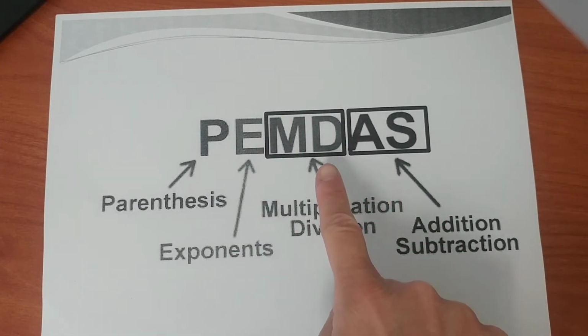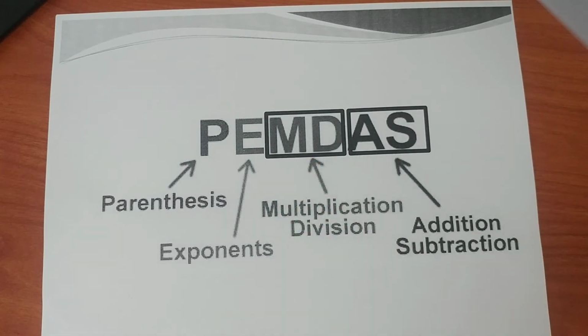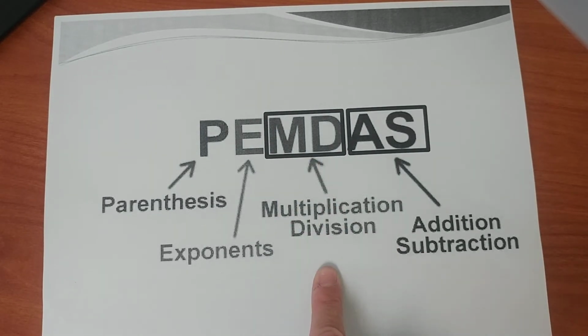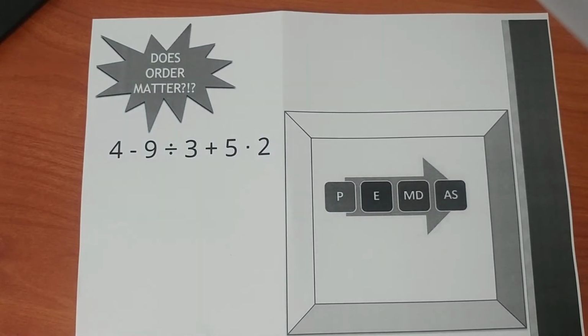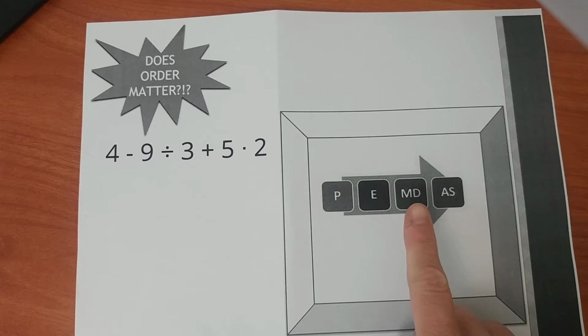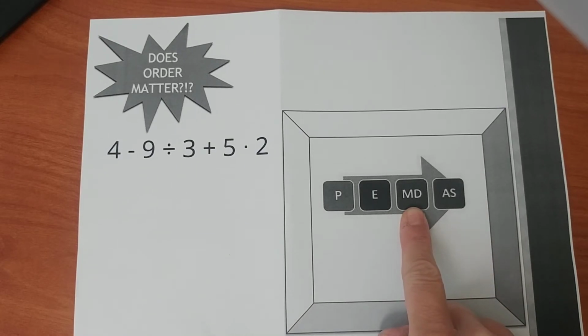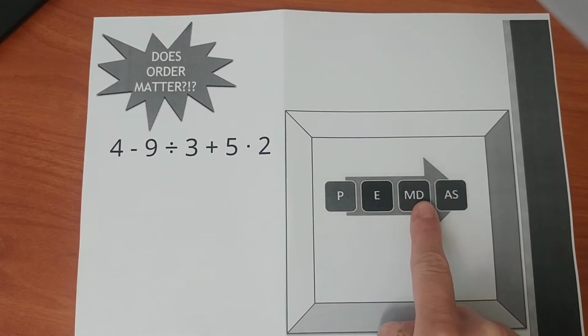Notice how multiply and divide are boxed up together here. Do you remember that there's a left to right rule when you're doing that? Same thing with add and subtract. We have a left to right rule also when we're doing adding and subtracting. This can get a little confusing. Let's see why. A very common mistake is for students to see multiply and divide and think that the M has to come before the D.